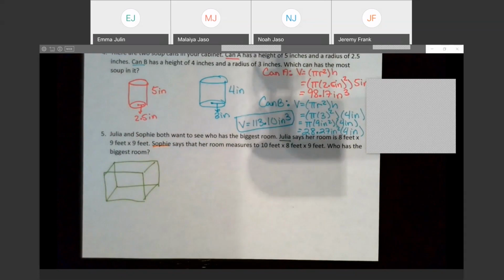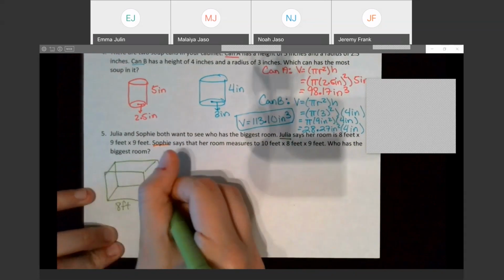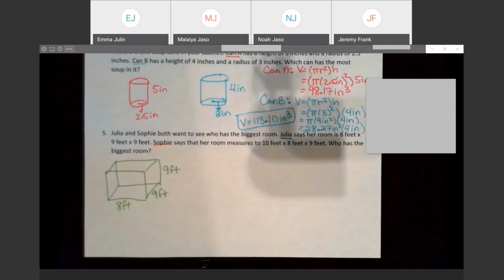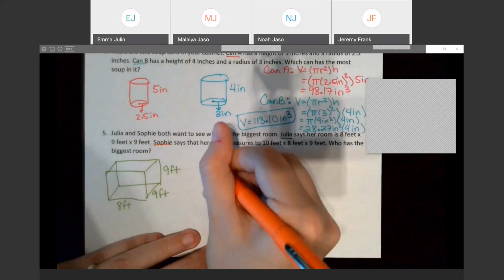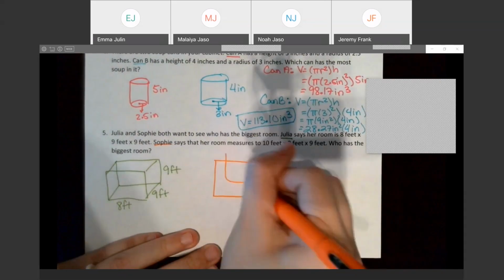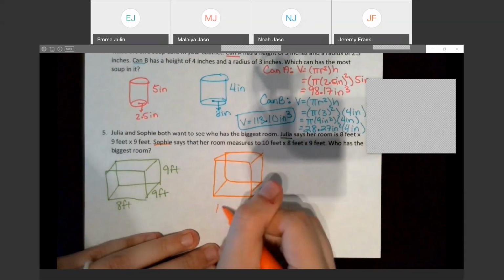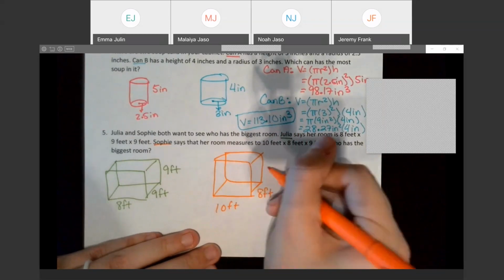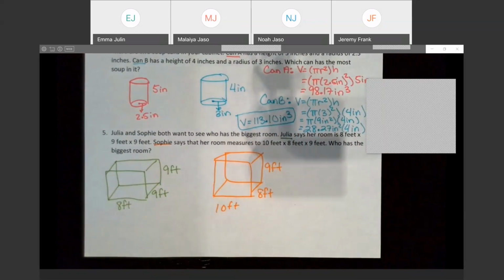Now, Julia says her room is 8 feet by 9 feet by 9 feet. Sophie says her room measures 10 feet by 8 feet by 9 feet. We have to see who has the bigger room. So these ones are nice and easy.